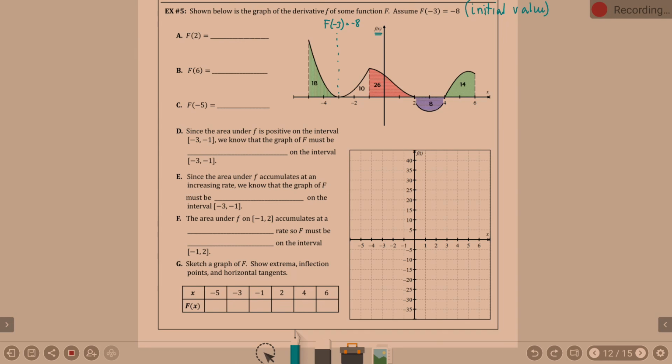What'd you say? 8. No. I was trying to figure out how you even got that, but I don't know. Because they're at the same point. F of 2 is 0. F of negative 3 is negative 8, and 8 have the same point. It was a guess. Okay.